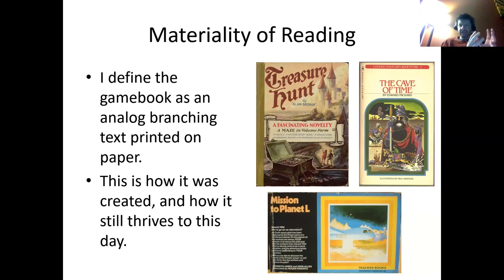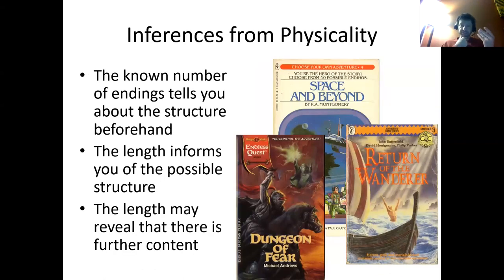Well, first, the analog, the printed, the material format is the oldest. It was created that way, and these are some of the earlier game books. And as you read a game book and you have it in your hand printed there, there are certain things that happen. The materiality influences the way in which you interact or think of the book.